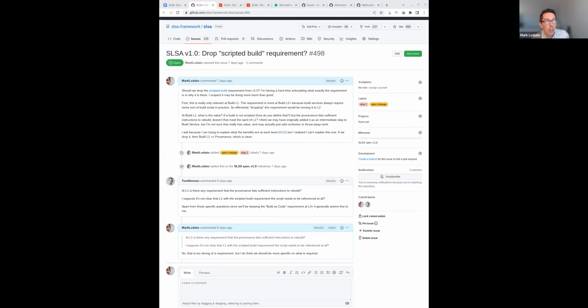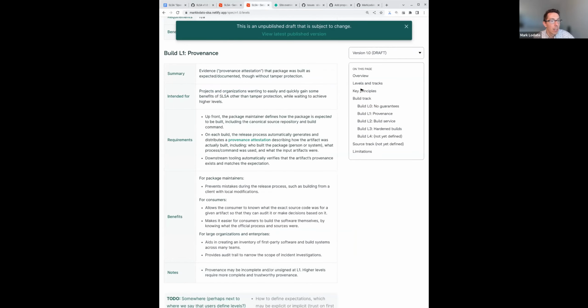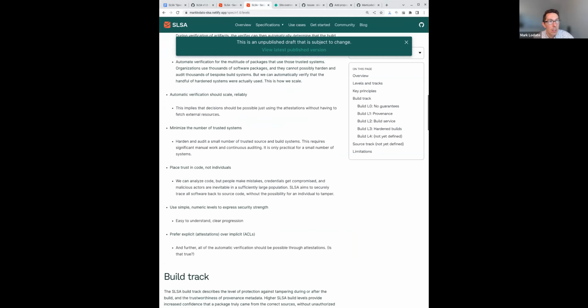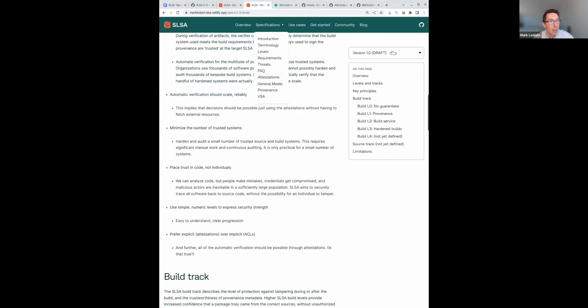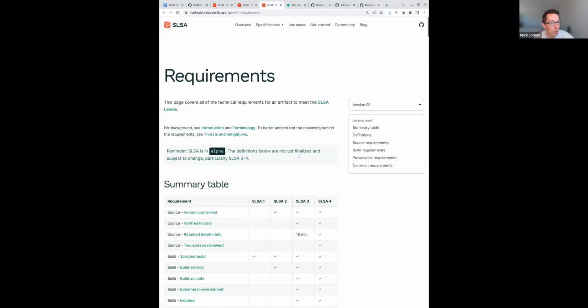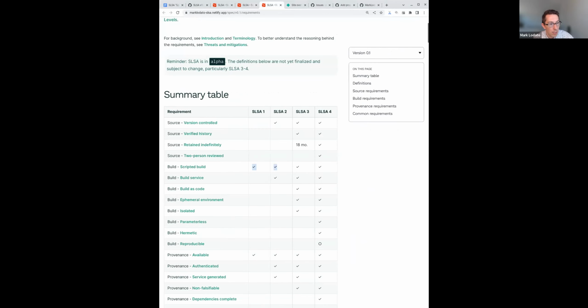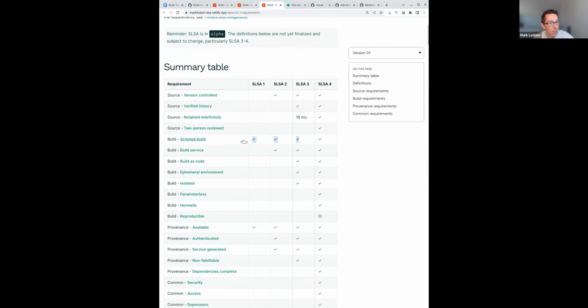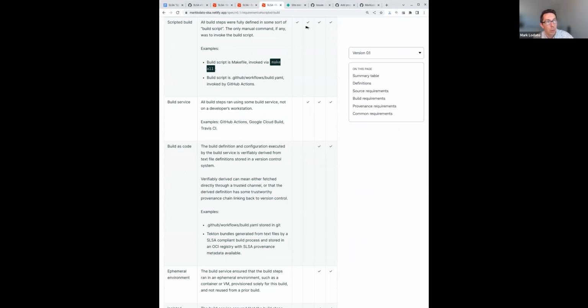In the current version of the spec, we have this scripted build requirement at level 1, which says all build steps are fully defined in some sort of build script, and the only manual command is to invoke the build script. And it talks about running via a makefile or GitHub Actions.